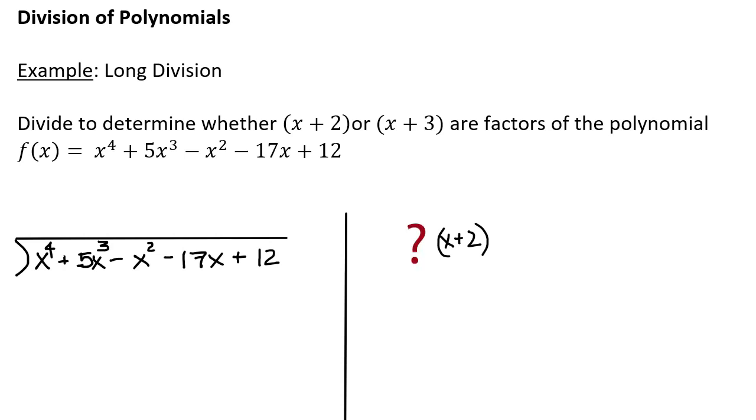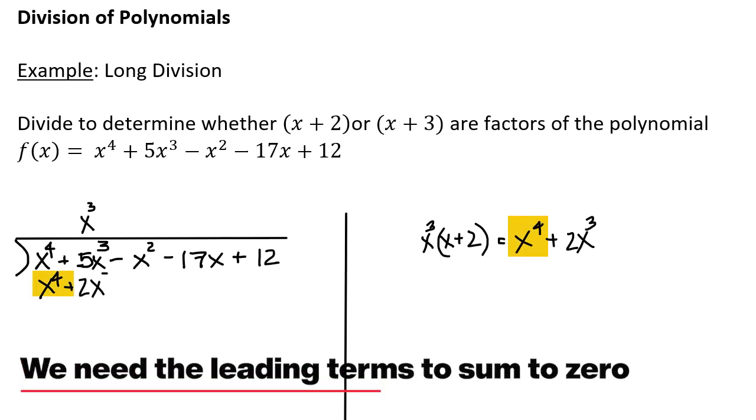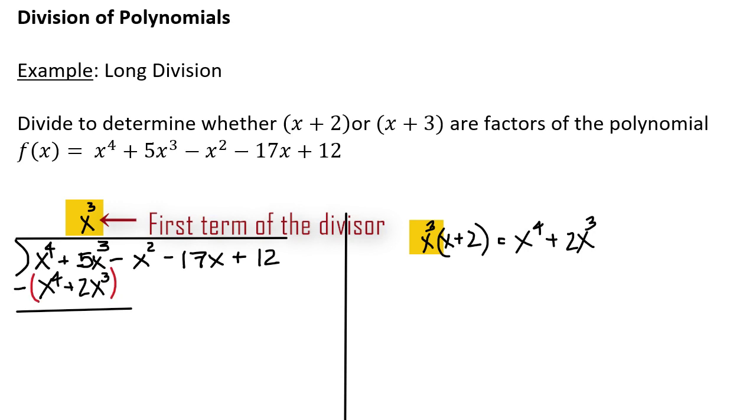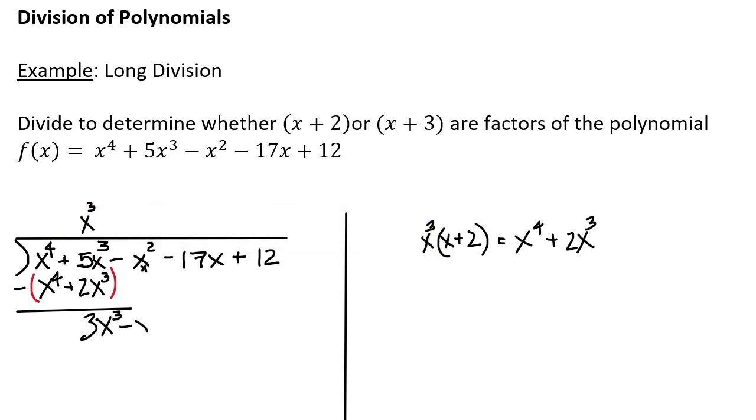What do I need to multiply this by in order to get a leading term of x to the power 4? That's x cubed. So I'm going to put x cubed right here and multiply this through. So that is x to the power 4 plus 2x cubed. I want to subtract that. So x to the power 4 subtract x to the power 4 is 0. 5x cubed minus 2x cubed is 3x cubed. And I'm going to bring down the x squared.